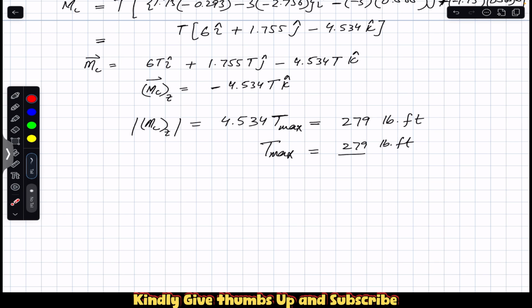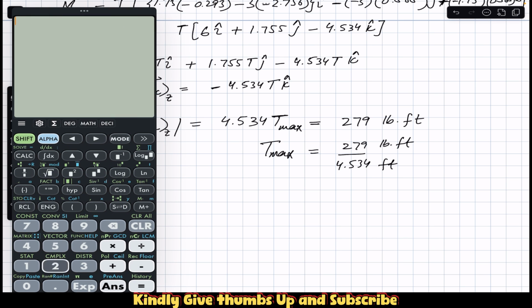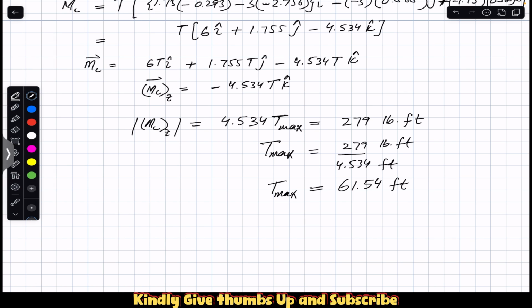Remember that this 4.534 is in feet. Now we can say that 279 divided by 4.534 equals T max, which is approximately 61.54. So in order for the z component of the moment at C not to exceed 279 pound-feet, the tension in the rope must be 61.54 pounds.